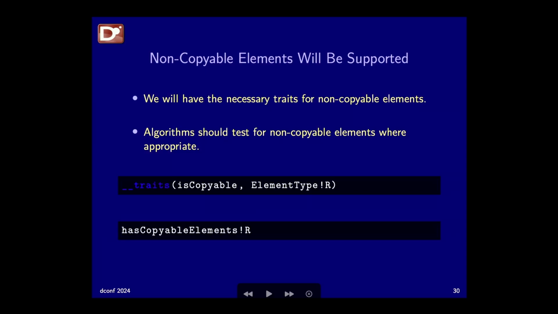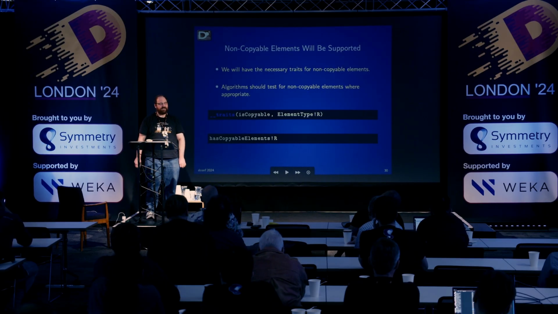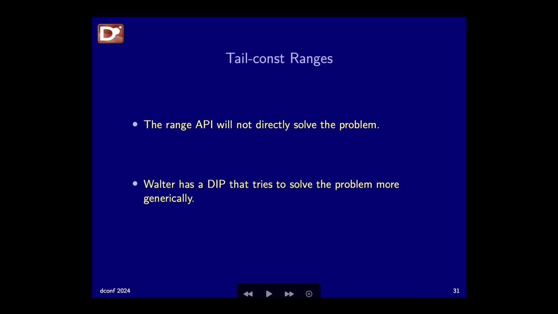That's going to be needed to use in Phobos to ensure that template constraints do their job with regards to that, and that we don't forget that this is a thing. As for tail const ranges, we're punting insofar as this is really a wider problem. It's not just a range problem. And ideally, we would fix the issue in the language itself.